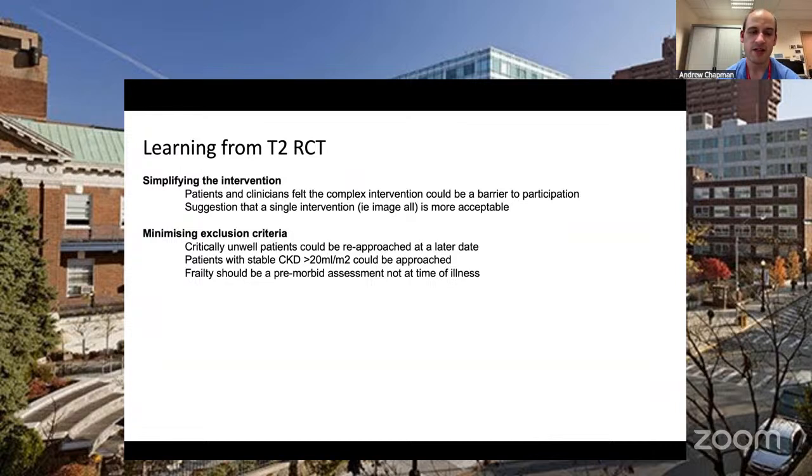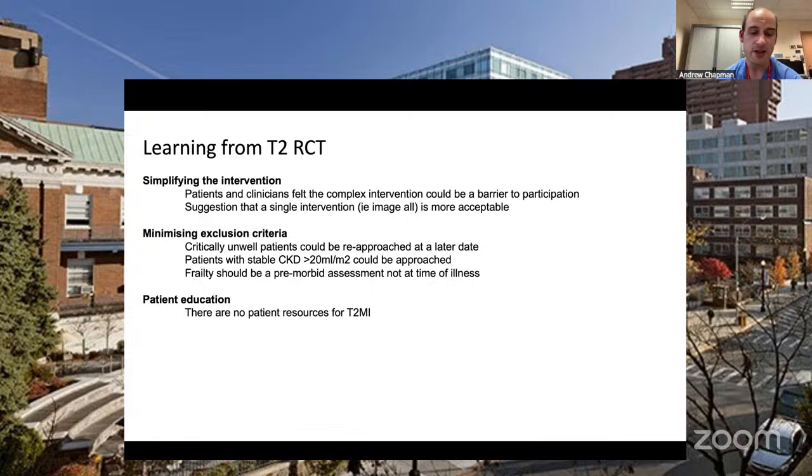I think we need to revise our exclusion criteria. So we've had agreement from our patient involvement group that actually, if you're critically unwell, you should be reapproached in recovery. And we're going to do frailty assessments at an earlier stage, so a pre-morbid frailty assessment.